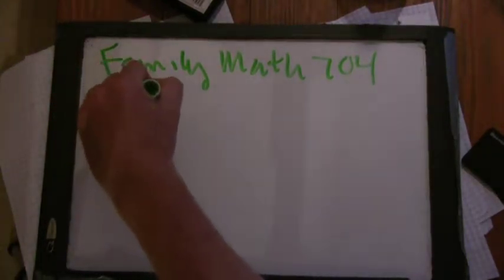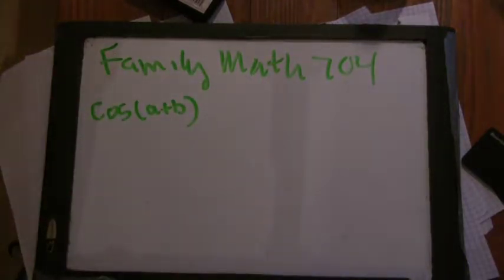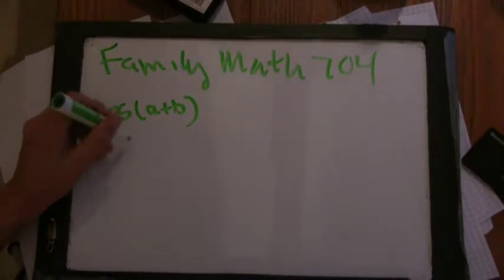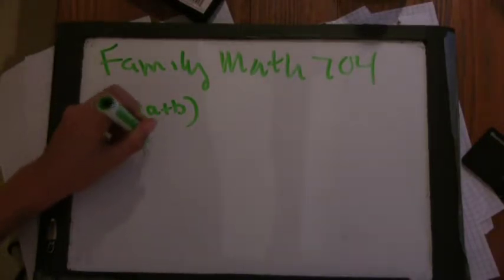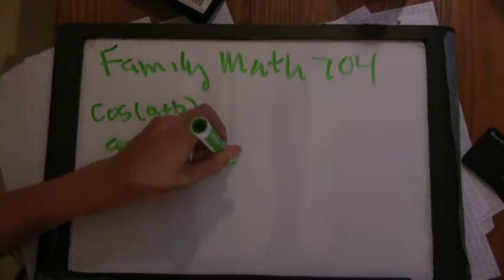So today you were learning about sums and differences for cosine and sine, right? Mm-hmm. Alright, do you remember what cosine of a plus b is? I believe it's cosine a cosine b minus sine a sine b.